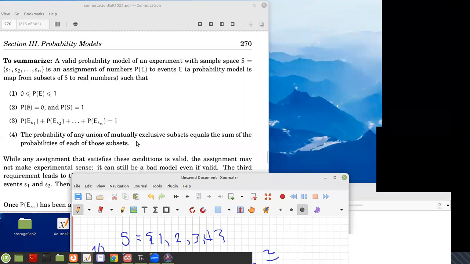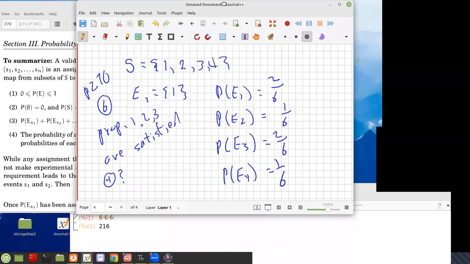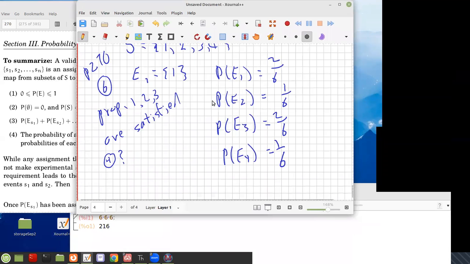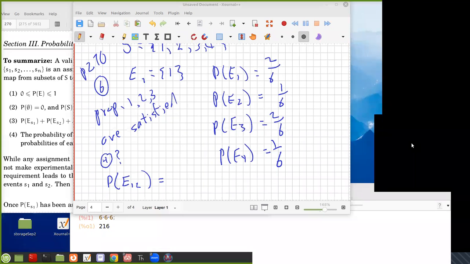The probability of the union of mutually exclusive subsets equals the sum of the probabilities of those subsets. Well, that might be a little bit hard, but still you can do a few tests and see. What do you think? Do you think 4 is satisfied? And I'm going to pause the recording, resume recording.